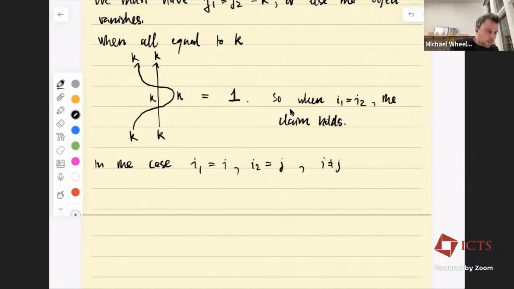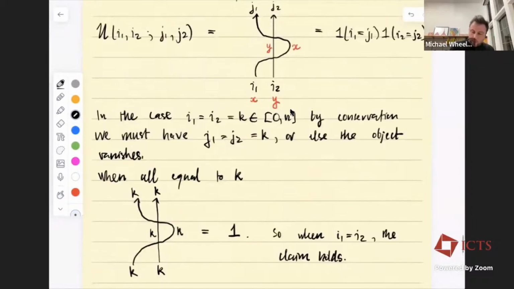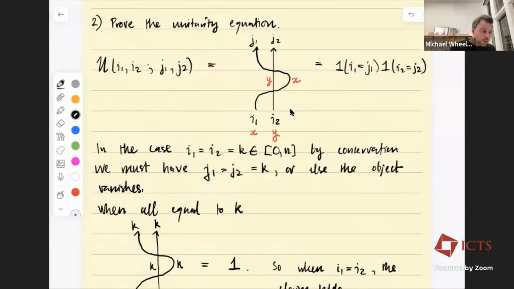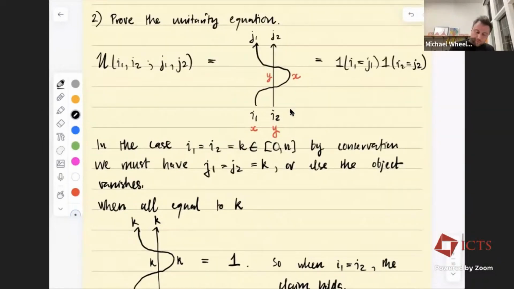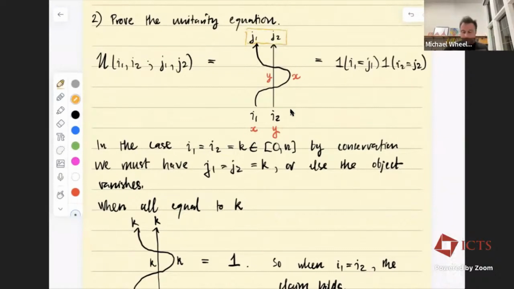Okay, so in this case, you're looking at the situation where the two colors that come in from below are now different. So once again, it's going to be true that the two colors that exit, so these ones, will have to be either of the form ij or ji, otherwise the object is going to vanish again.